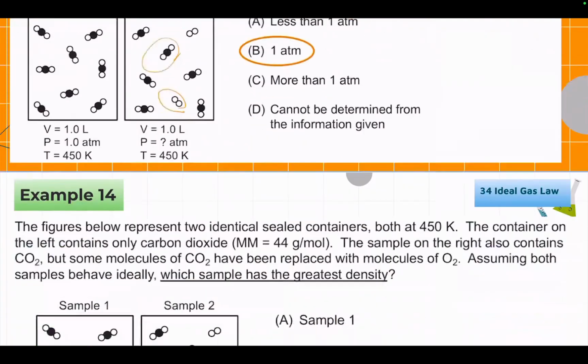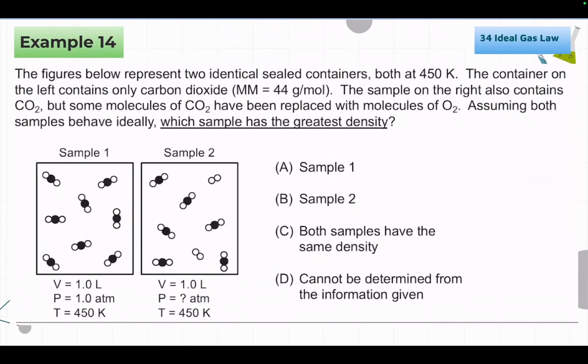Now we're going to try example 14. This question's a little different, although it looks really similar. It's still N equals 8. It's still the same sample, but now they're asking you something different. The container on the left only contains carbon dioxide. The one on the right has the carbon dioxide, but also some O2 molecules. Assuming that they behave ideally, which sample has the greatest density? So remember, density is mass over volume.